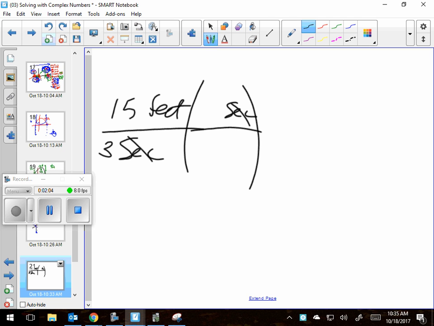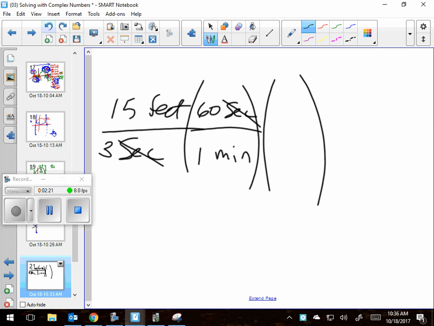All right, so what's a fact you know about seconds? 60 seconds, 1 minute. All right, that's a good one. Now seconds are gone, and now my units are feet per minute. Is that what I want them to be? No, I want this to go to miles per hour. So who's got another one? You got one? 60 minutes, and then I know where I have to put that.